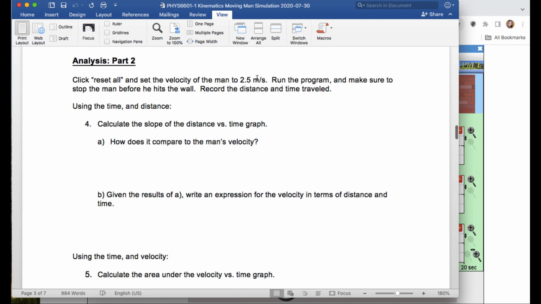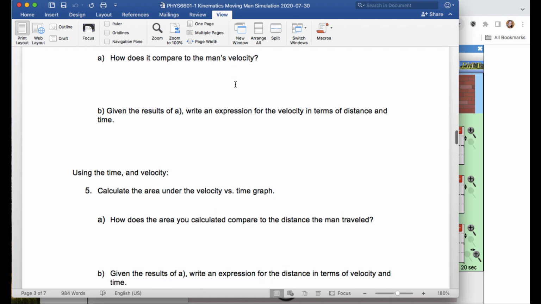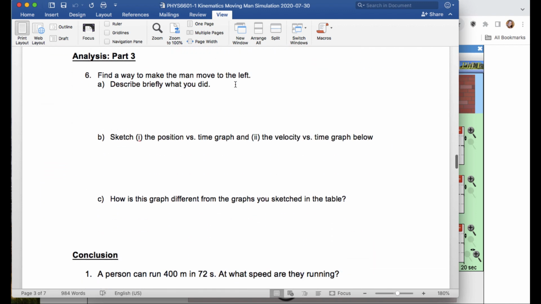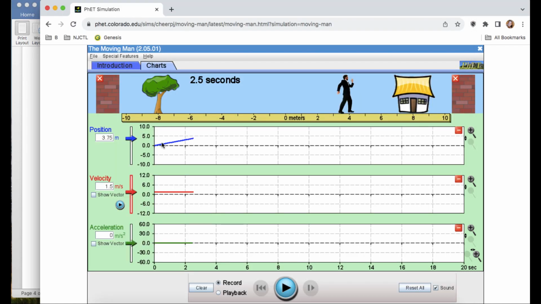So you're just going to graph these out, change the velocities, and then answer these questions. Here, you're going to set his velocity to 2.5, and then you're going to answer more questions. Find a way to make the man move to the left. Well, what do you think?